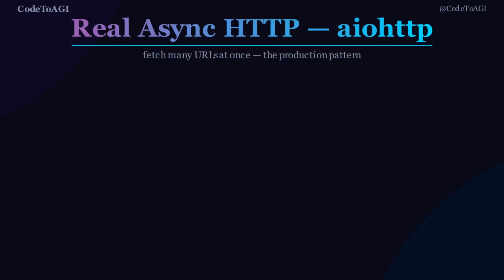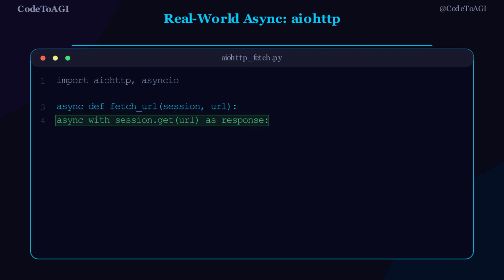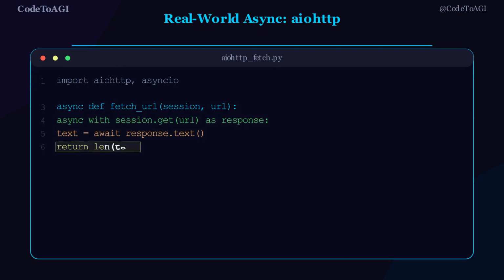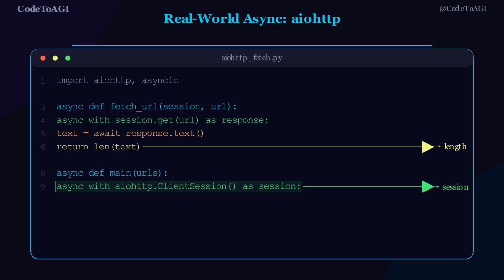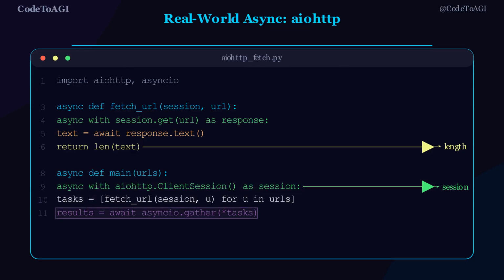Let's see async in a real scenario. Fetching multiple URLs with aiohttp. aiohttp is the async equivalent of the requests library. We define fetch_url as a coroutine. Inside, we use async with session.get of URL. This sends the HTTP request without blocking. We await response.text to get the body.